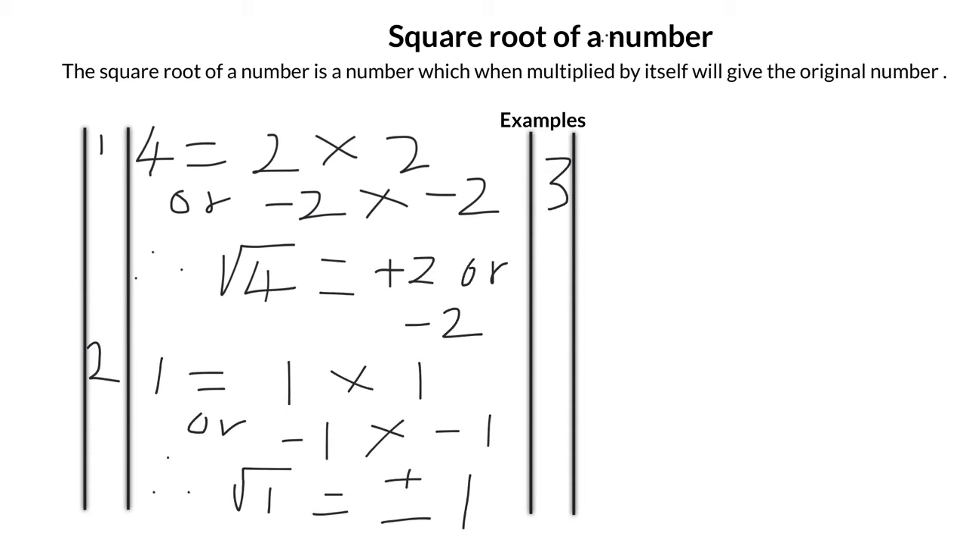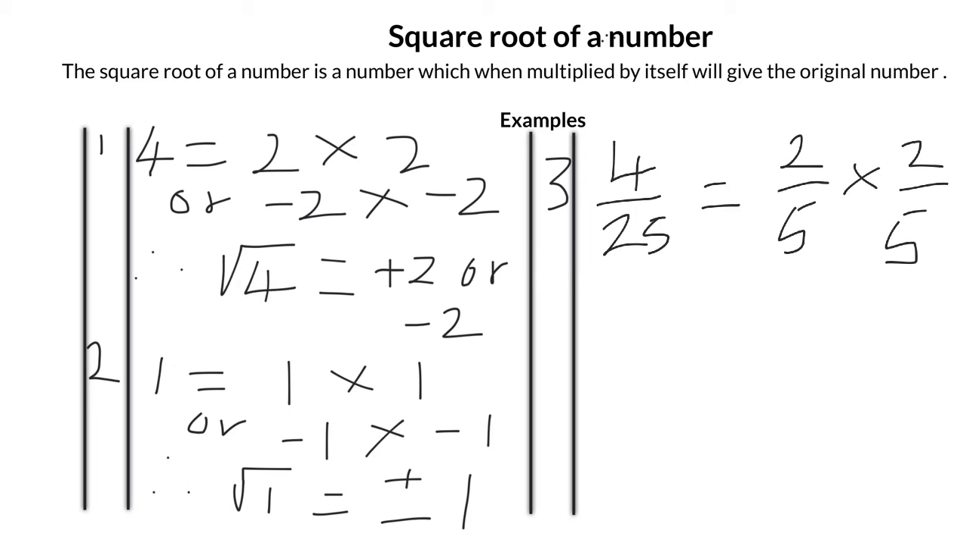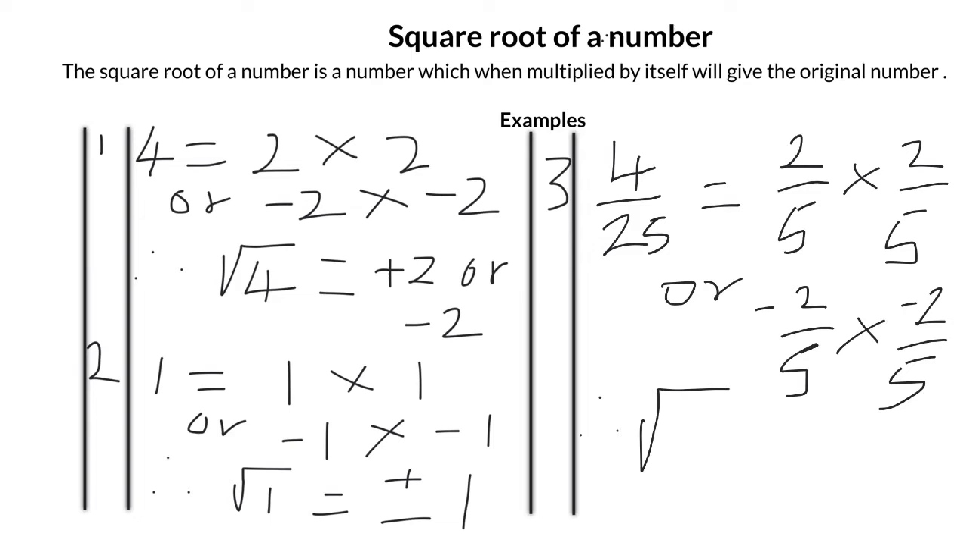Example 3. 4 over 25 is equal to 2 over 5 times 2 over 5, or negative 2 over 5 times negative 2 over 5. Therefore, square root of 4 over 25 is equal to plus or minus 2 over 5.